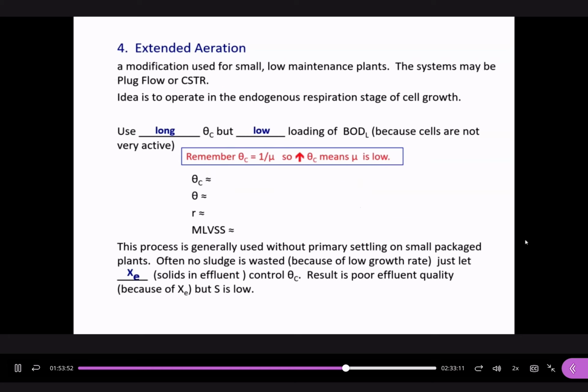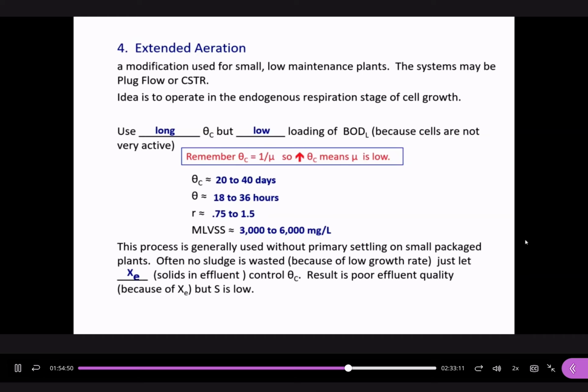And then we have another one, extended aeration, a modification used for small, low maintenance plants. The system could be plug flow or CSTR. We use long theta C but low loading of BOD. Theta C is 20 to 40 days. It's longer than typical activated sludge, which is a few days. Theta is 18 to 36 hours. Recycle ratio 0.75 to 1.5. MLVSS 3,000 to 6,000.